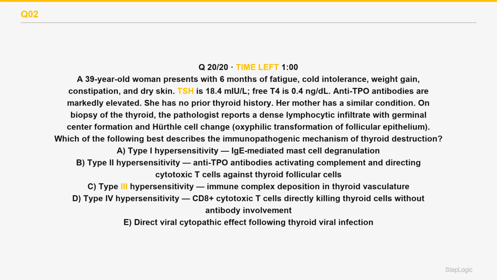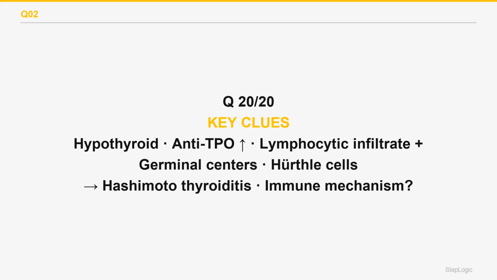Read the command. Immunopathogenic mechanism. Hypothyroid. Elevated anti-TPO antibodies. Lymphocytic infiltrate with germinal centers. Hürthle cell change. Hashimoto thyroiditis. Hashimoto thyroiditis is an autoimmune disease involving both humoral and cellular immunity.